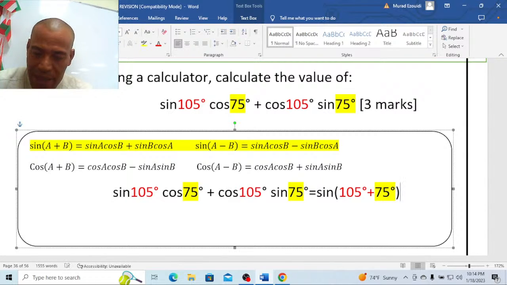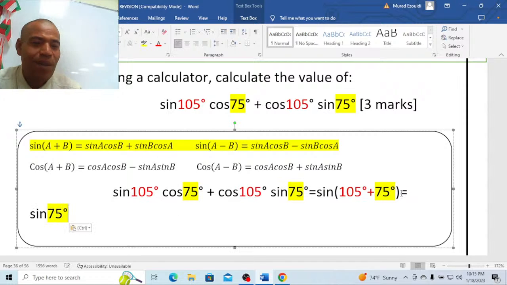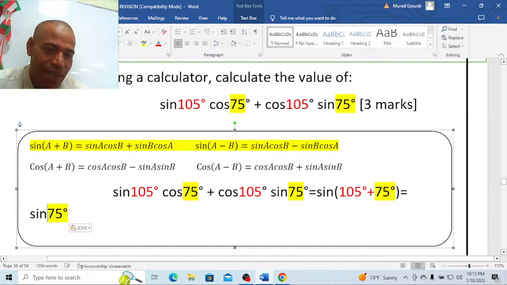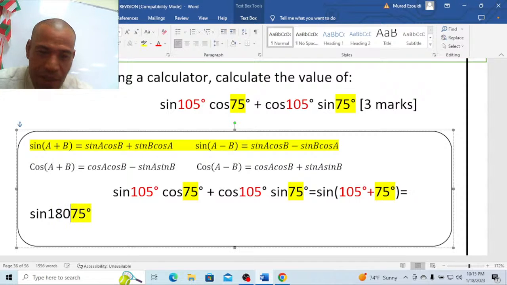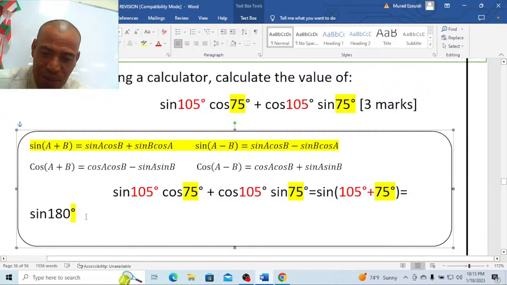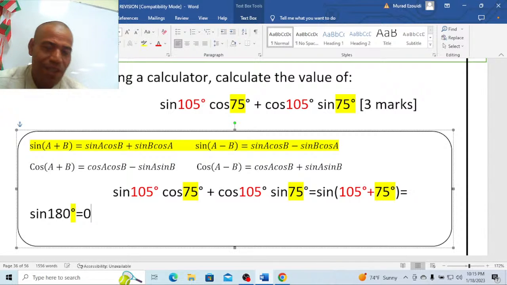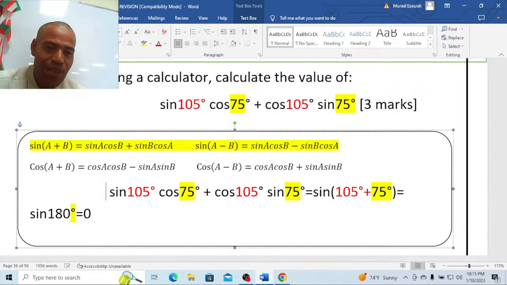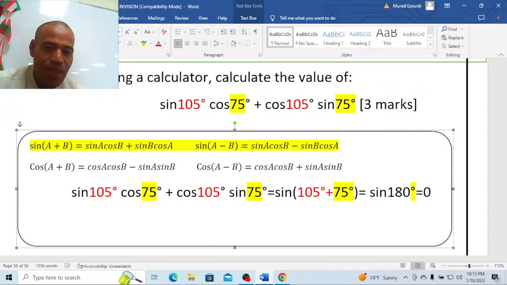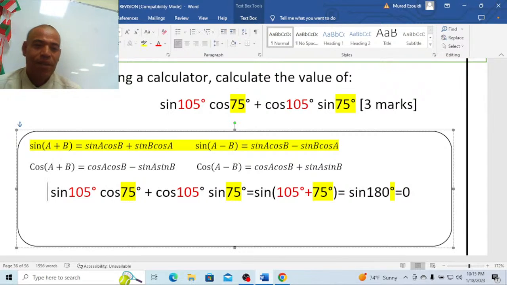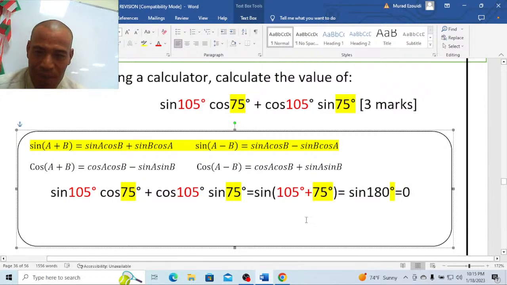So I'll write this as sine of 180 degree. Therefore sine of 180 degree, learners, is equal to 0. Therefore, without calculation, I used the knowledge of the formula. I wish this one is clear for you. So this is how to solve this equation, learners.